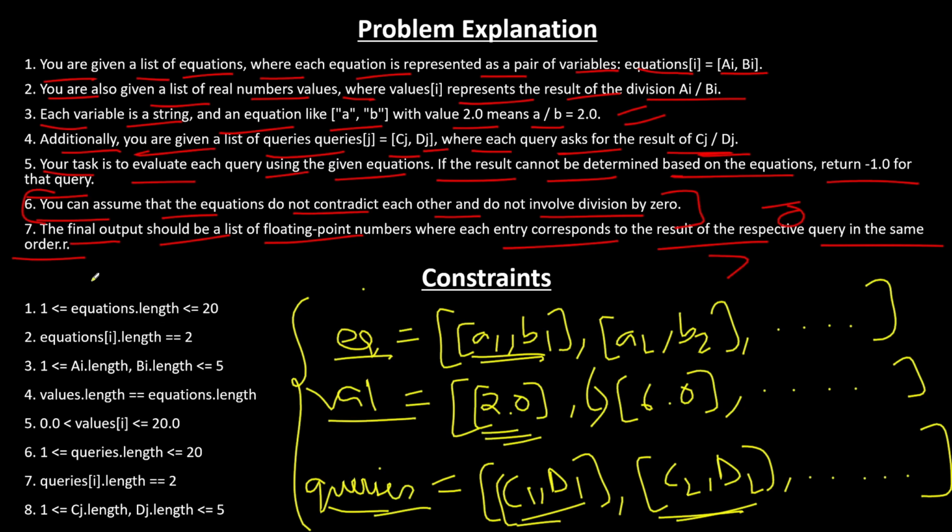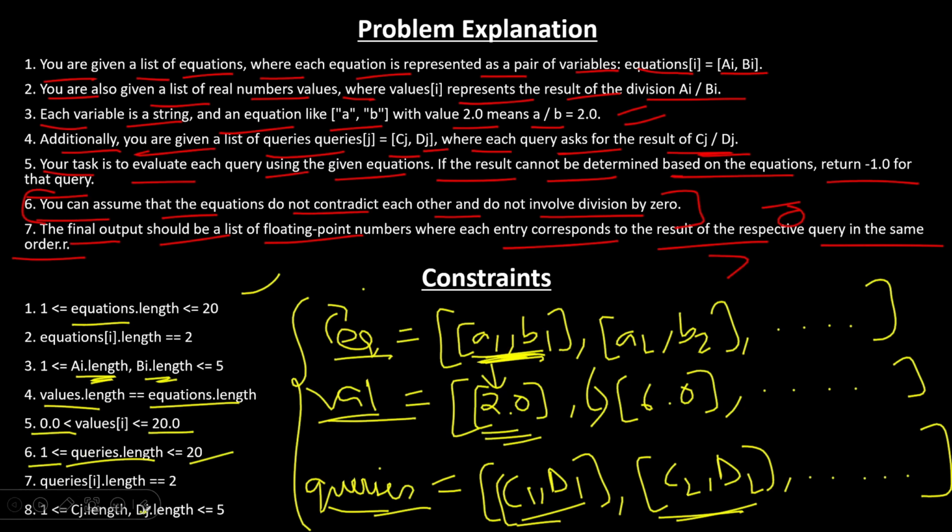The constraints of the question are: equations length could be from 1 to 20. Equations[i] length would always be 2, basically this one. The length of Ai, Bi could be from 1 to 5, basically the value input. And values length would be equal to the equation length. Of course, it can't be greater, because if equation length is 10, value length will also be 10. And values could be from 0.0 to 20.0, and queries length would be from 1 to 20.